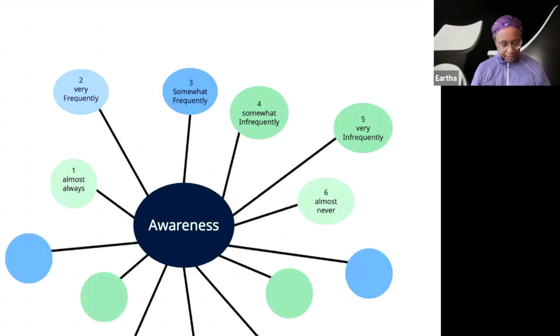Number 11, I find myself listening to someone with one ear, doing something else at the same time. Number 12, I drive places on automatic pilot and then wonder why I went there. Number 13, I find myself preoccupied with the future or the past.